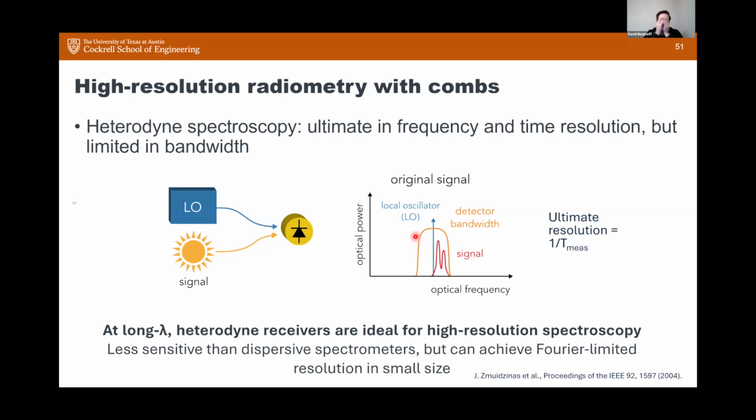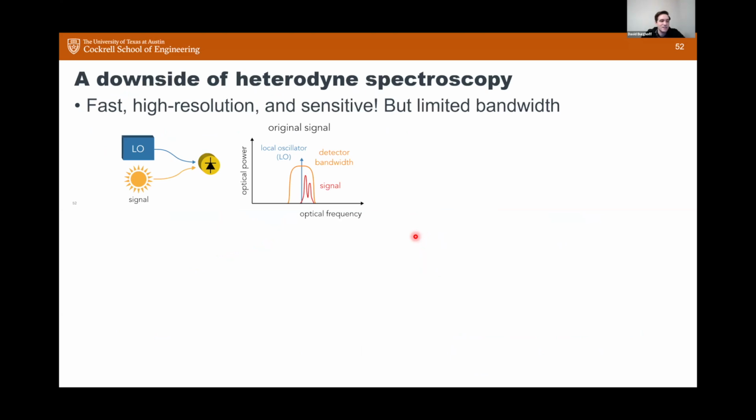The resolving power that you can achieve, which is basically the ratio of your finest frequency bin to your frequency, is basically proportional to the size of your structure divided by your wavelength. So if you wanted to achieve a resolving power of, let's say, 50,000, then you would need a structure that is 50,000 times larger than your wavelength, which for millimeter waves is 50 meters, right? So as you go into longer and longer wavelengths, you would need increasingly gigantic gratings in order to achieve high resolution. So while these heterodyne spectrometers are very fast and high resolution and sensitive, they have very limited bandwidth.